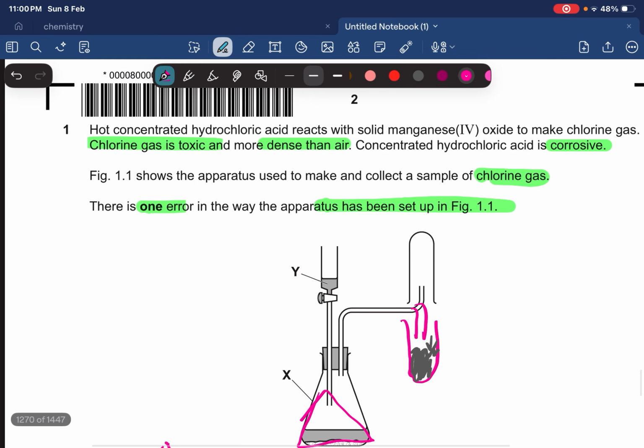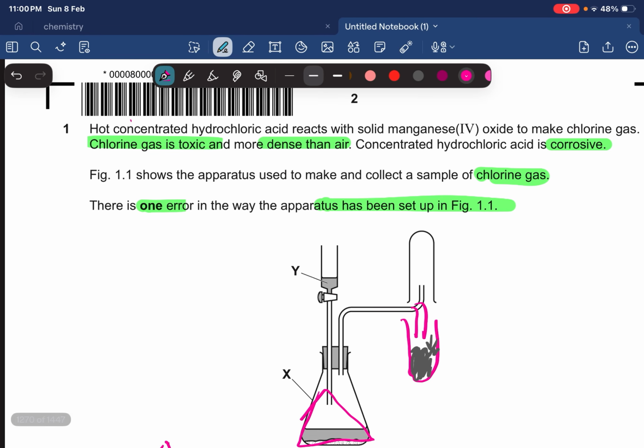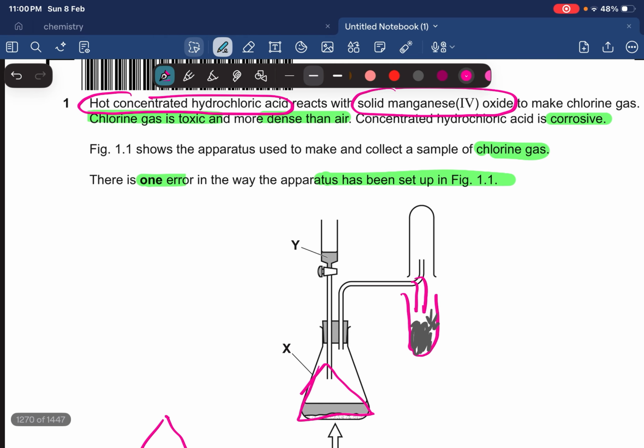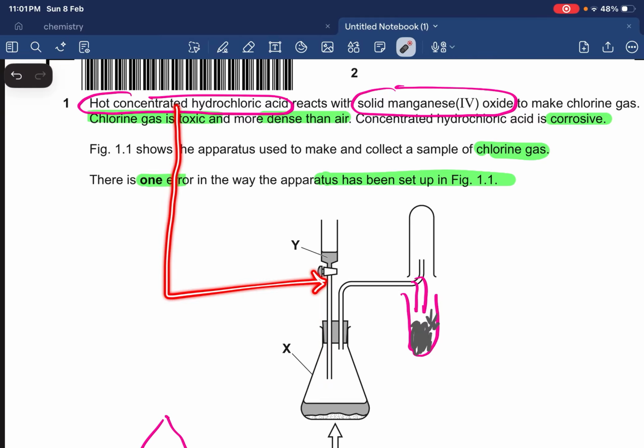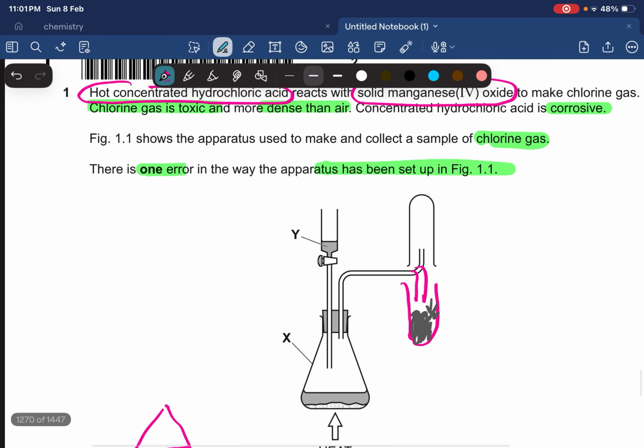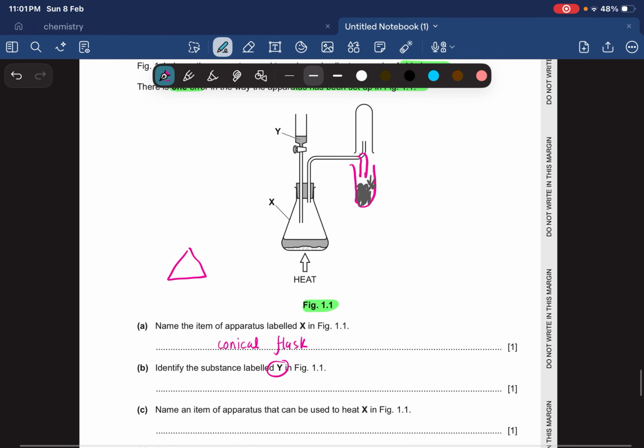Identify the substance labeled Y. Okay, so what's happening is you've got to look at the reaction. Hot concentrated HCl reacts with solid manganese oxide to make chlorine gas. So over here, you can see something at the bottom, something solid. Can you see the solid layer at the bottom? And can you see the liquid that you're dropping from the beaker above? So that liquid must be hot concentrated acid, and this solid must be manganese oxide. So I guess there is no dispute that it's concentrated hydrochloric acid that you're dropping from above.